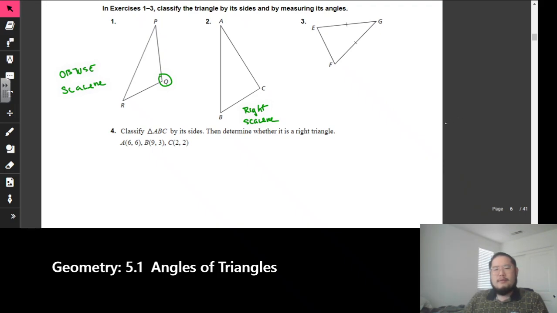All right, and then number 3. Things look a little bit different than 1 and 2. Looking at the angles, none of them look greater than 90, so we can go ahead and say these are acute. And if we were to classify it by its sides, this is isosceles. So we got an acute isosceles triangle with number 3.